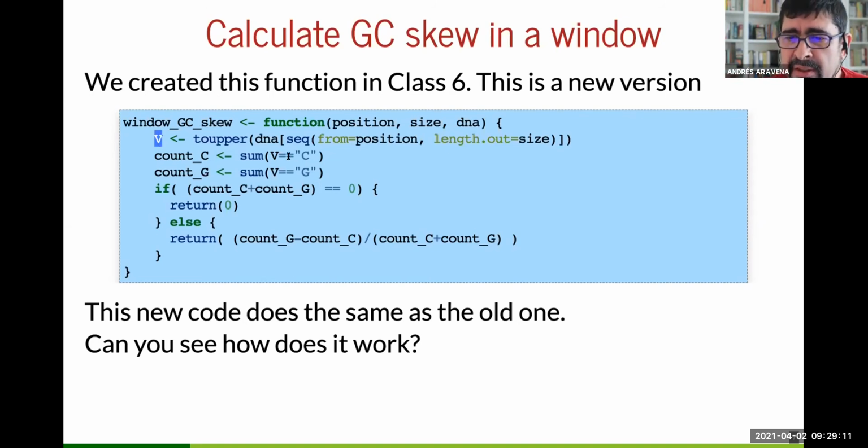And then this is the same code as before. We count how many times we see a C, we count how many times we see a G, and we just make a checking if these two numbers are 0. When we don't make a division by 0, we just get 0. And if the sum is not 0, then we can divide by it and we use the formula.